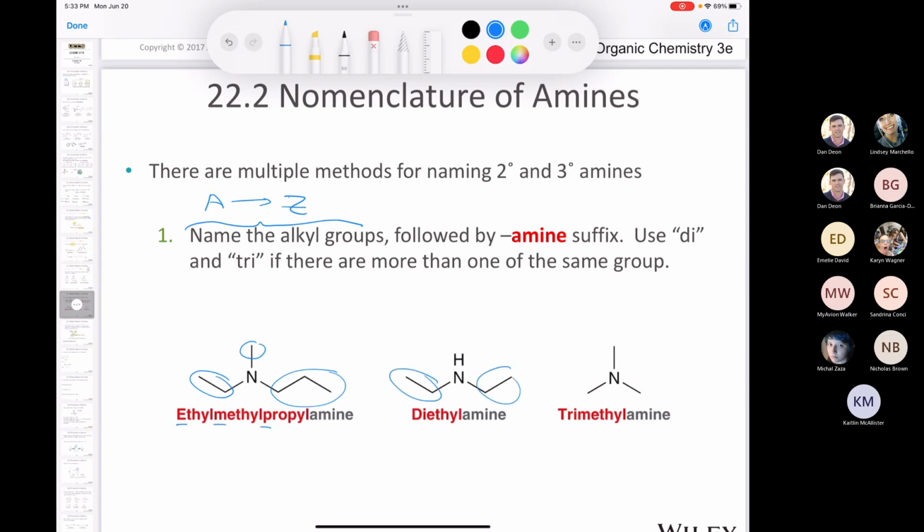Here we have 2 ethyls, so it's just diethylamine. And then here we have 3 methyls, so it's just trimethylamine. Okay, so again, we're just identifying some little alkyl groups, and then we just list them in alphabetical order. If they appear more than once, we say di if it's twice, tri if it's 3 times.